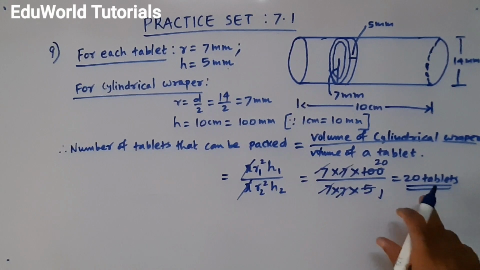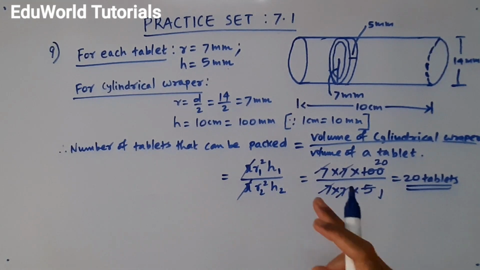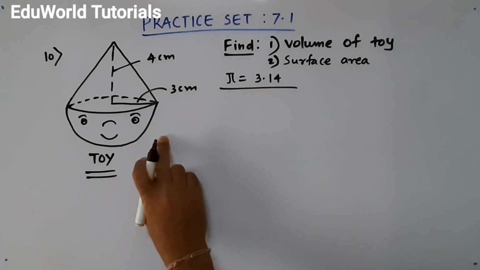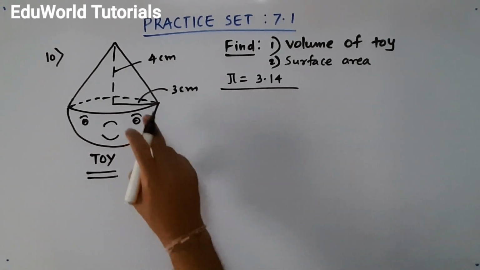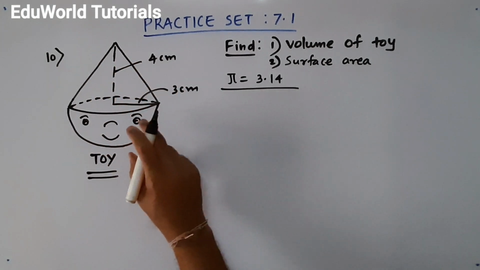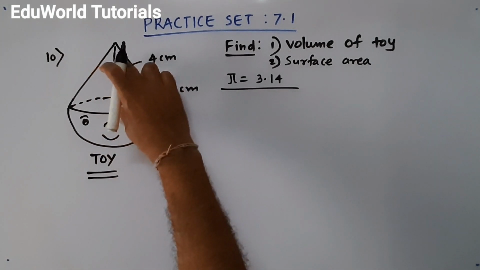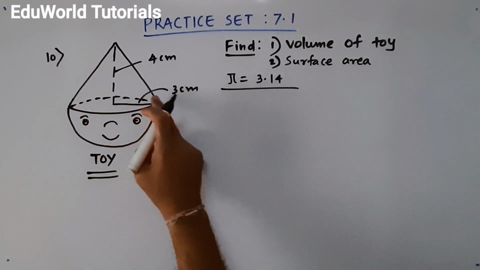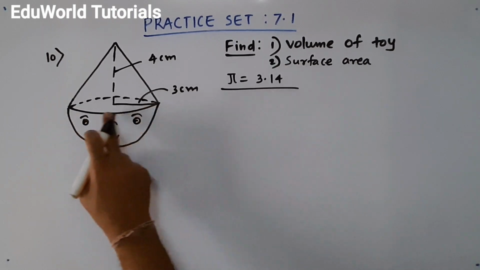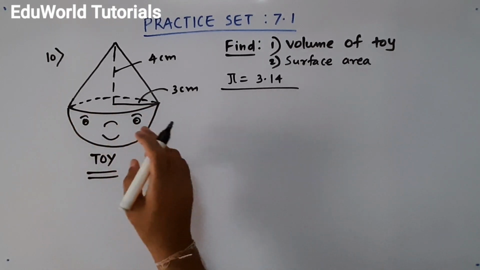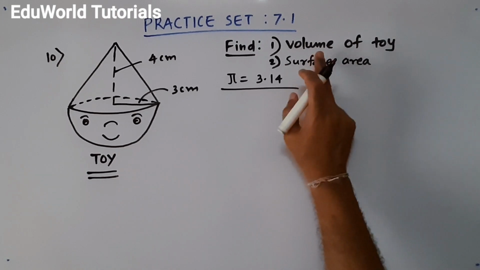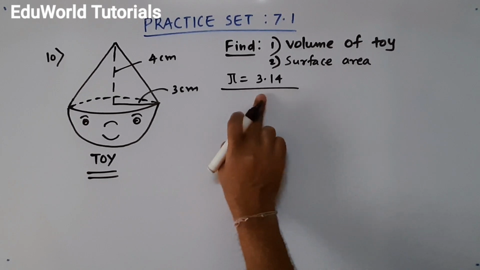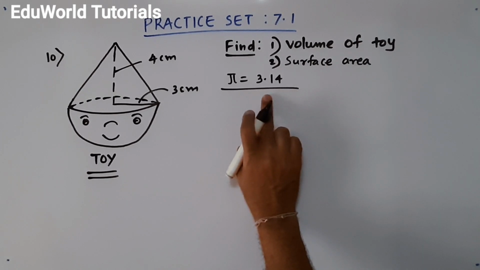We will go to solve the next sum now. That is sum number 10. In the 10th sum, students, you are seeing that a toy is there. It is made up of two parts. Upper part is the cone and the lower part is the hemisphere. The base of the cone and the flat surface of the hemisphere coincide. They are the same. Dimensions are given, and they have asked us to find volume of toy and surface area of the toy. Whereas pi is 3.14. We have to take pi as 3.14, they have specified.